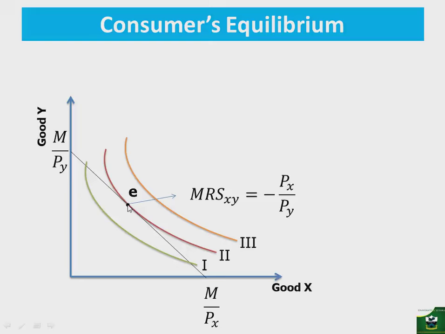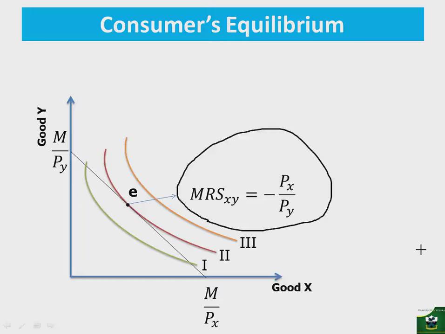So we can define that at point E, the marginal rate of substitution of good X for Y is equal to negative the price of X divided by the price of Y, which means that the slopes are equal at that point. So this is the consumer's equilibrium condition. It should be noted that this is the consumer's equilibrium condition.